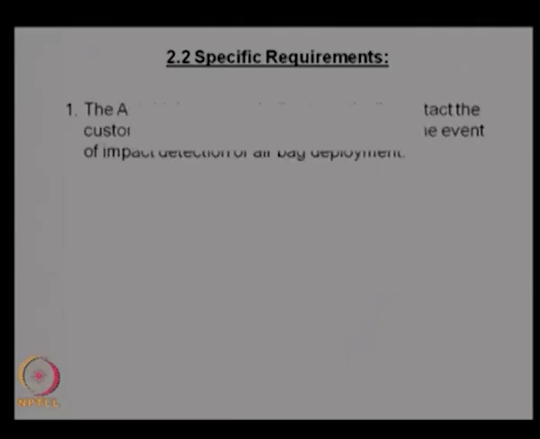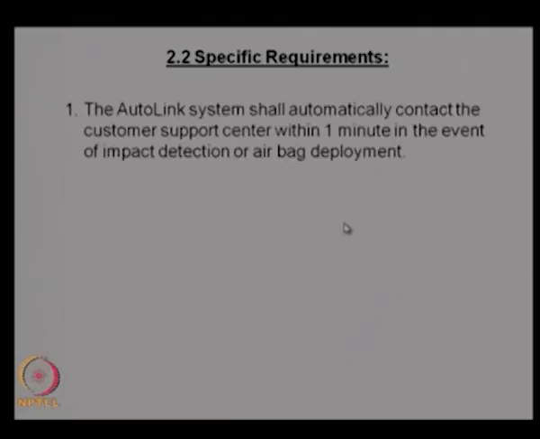Then the specific requirements. Those were the general requirements. The specific requirements are related to the specific system components. The first requirement is the Autolink system shall automatically contact the customer support center within 1 minute in the event of impact detection or airbag deployment. So whenever there is an accident, within 1 minute the system should contact the customer support center. This contact can be initiated when there is an impact detection or an airbag deployment.